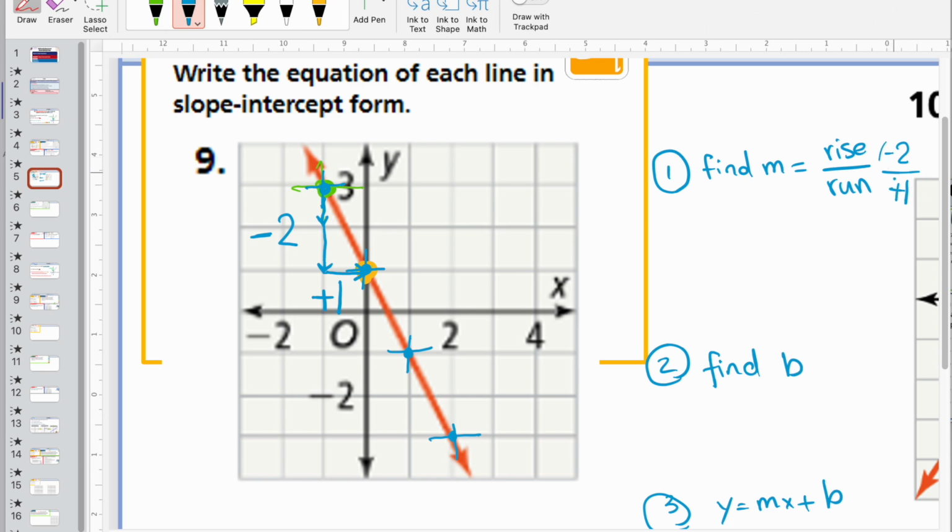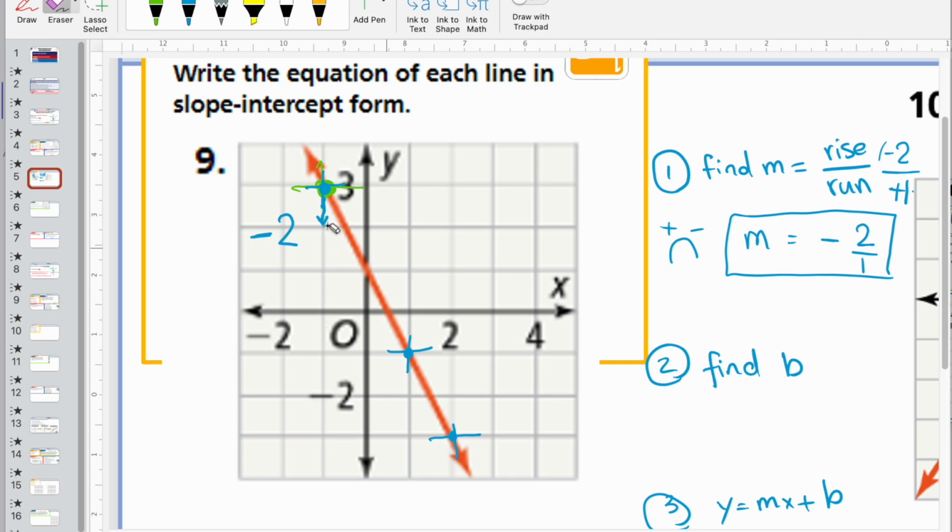Simplify this. Positive with negative will give me a negative answer. 2 divided by 1 is 2. You can keep it as 2 over 1. It's okay. That's my M. Done. But miss, what if I select any other 2 points?